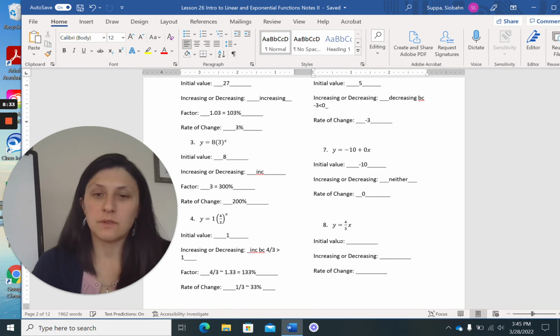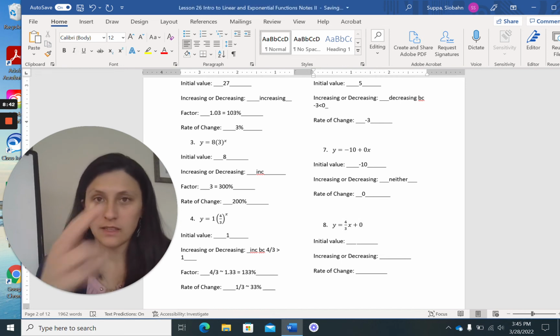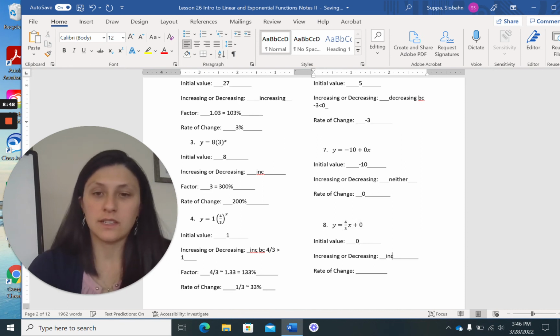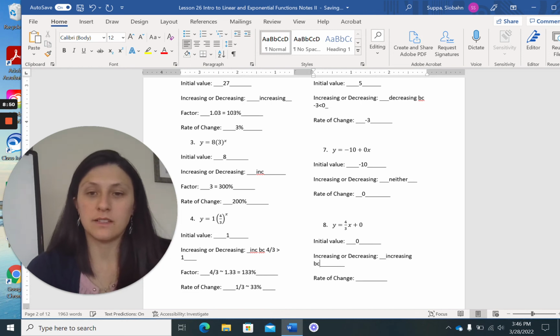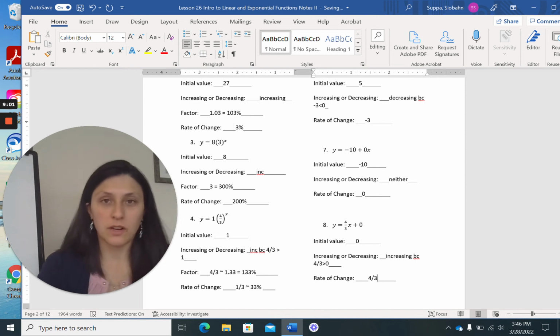Then this last one, number 8, the initial value here, I don't see a constant, so I could just write +0 to help me see the mx plus b structure. So the initial value is 0 because there isn't one. This is increasing because 4/3 is positive, because 4/3 is bigger than 0. It's a positive number. And the rate of change is just 4/3, exactly what you see there. So no work needed to be done.